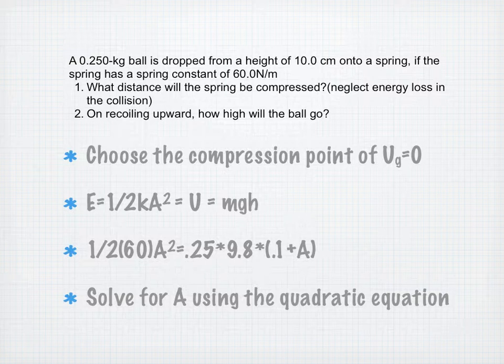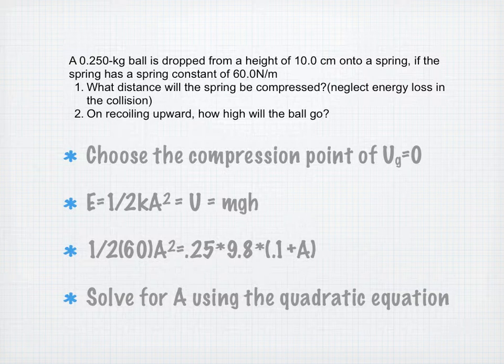Spring compression is 1/2 the spring constant times the amplitude squared. Gravitational potential energy is equal to the mass times gravity times height. Now we're going to have an unknown in terms of the compression. So there's going to be an a on both sides of the equation.